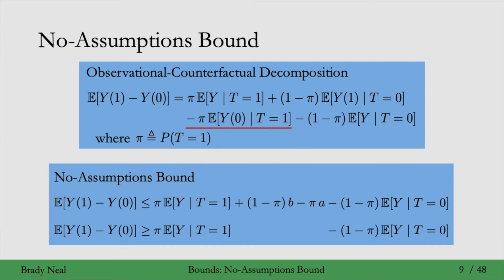And then it's just the reverse reasoning for the lower bound. So we want to lower bound this counterfactual quantity. We do that by just taking the smallest number that the outcome could be, which is a. And then for this negative quantity here, we plug in b, the largest potential outcome that we could have, because it's a negative quantity. And that's our no assumptions bound. That's all there is to it. After we have the observational counterfactual decomposition, it's pretty simple.